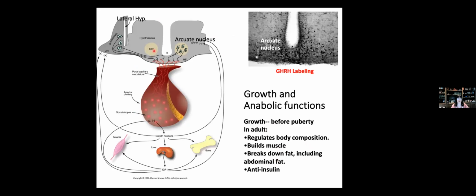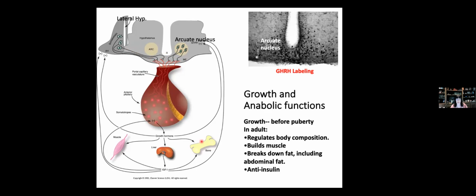So this is just another picture of the region. Here's the arcuate nucleus. Somatostatin can also come from another region of the hypothalamus, from the periventricular and the anterior hypothalamus. The bottom line is you have these two sets of neurons sending their hormones down to the portal capillaries. In this case, they're going to regulate growth hormone cells, which is a separate group of cells.